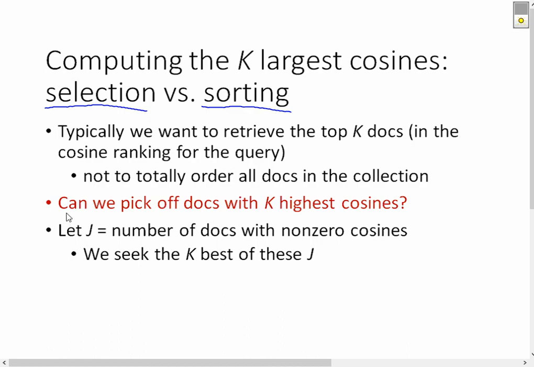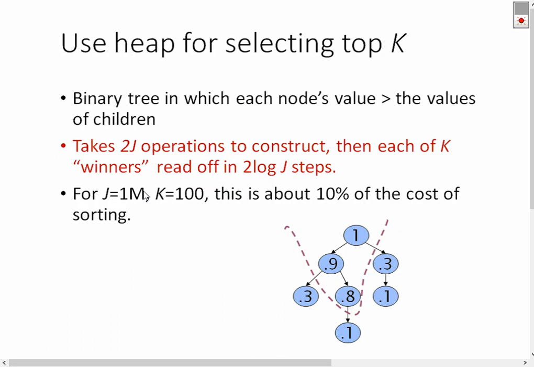Can we pick off the documents that just have the highest cosine values? And this is sometimes a better strategy. Now, the question then becomes, how do I do that? And we can look at a couple of approaches to do that. One of them is this whole idea of using a heap.